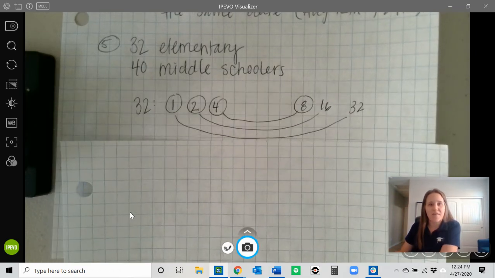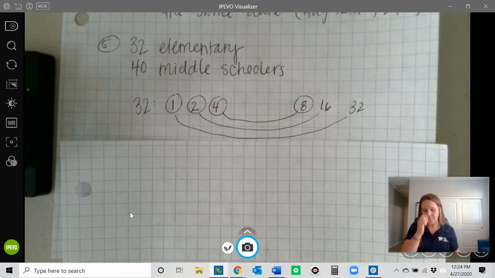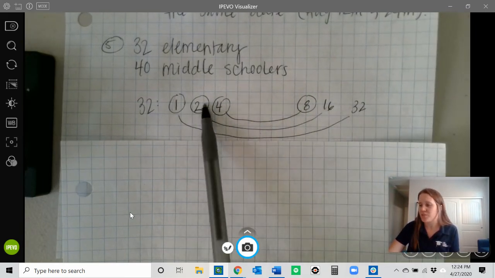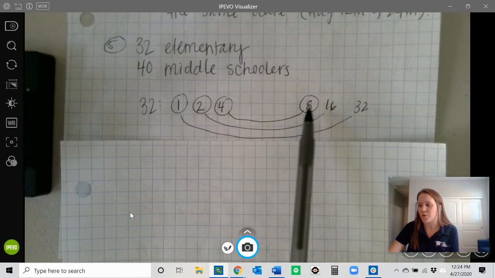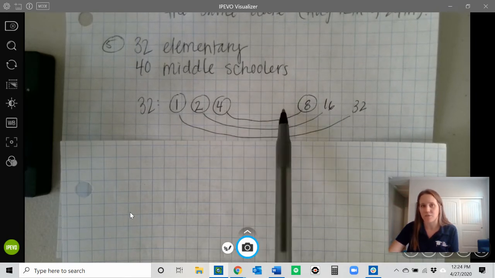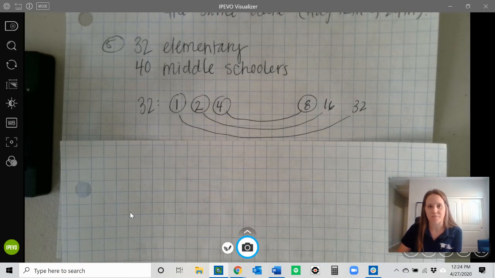I went ahead and found factors of 32. For example, I know that 1 times 32 is 32, 2 times 16 is 32, and 4 times 8 is 32. There was nothing for 5, 6, or 7. Those don't multiply to get 32.